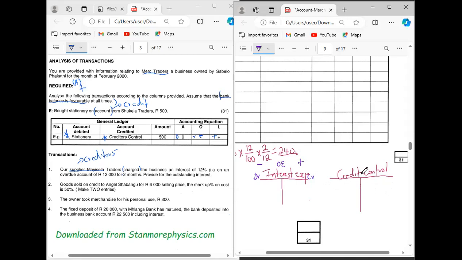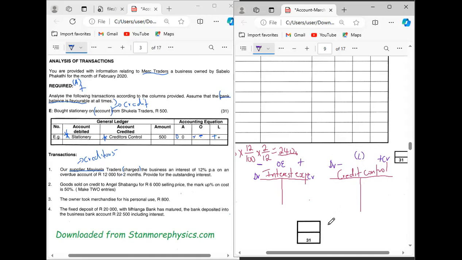And then creditors control. Creditors control is classified as a liability. And all liabilities increase under the credit side and decrease under the debit side. So the more debts that you accumulate, they will increase under the credit side, and whenever we pay, we pay under the debit side. Then our debts will decrease. And then guys, same thing.